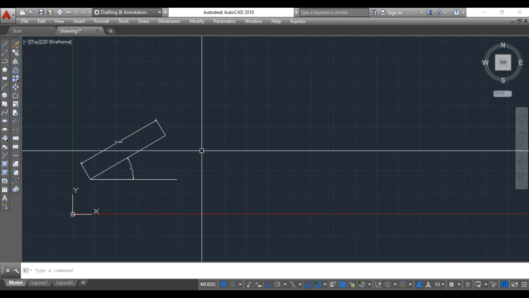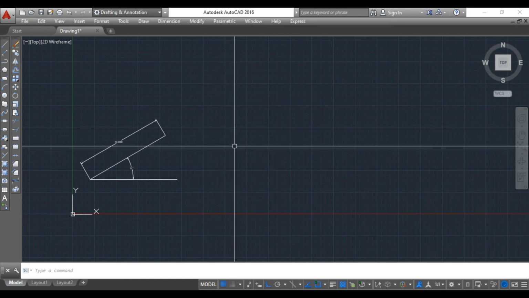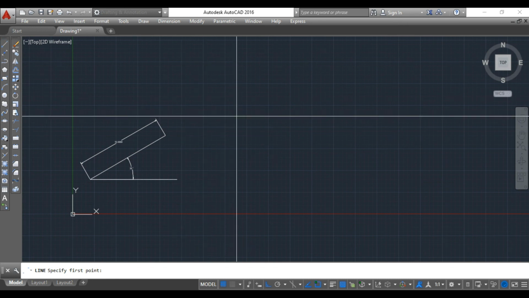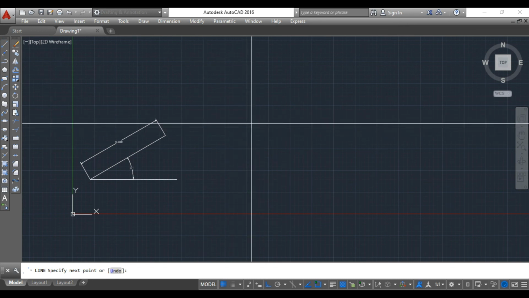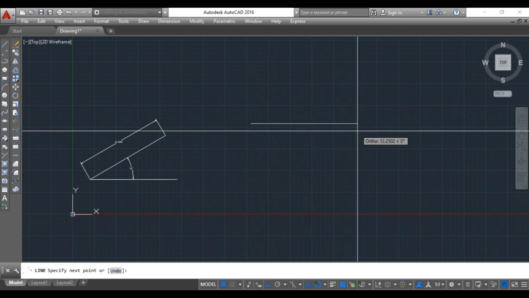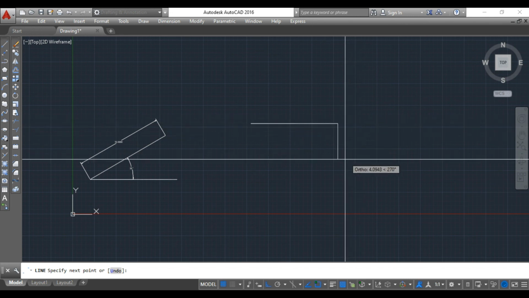If you want to draw a line freehand, then directly click on the line command or type it, whichever is visible, you can do that. Just tap anywhere on the screen. So this is my first point. If I need 10 units of line, I will provide just a 10 and hit enter. So I will get 10 units of line here.